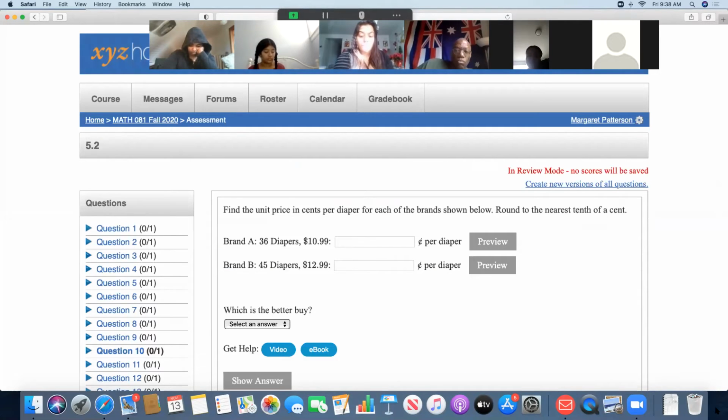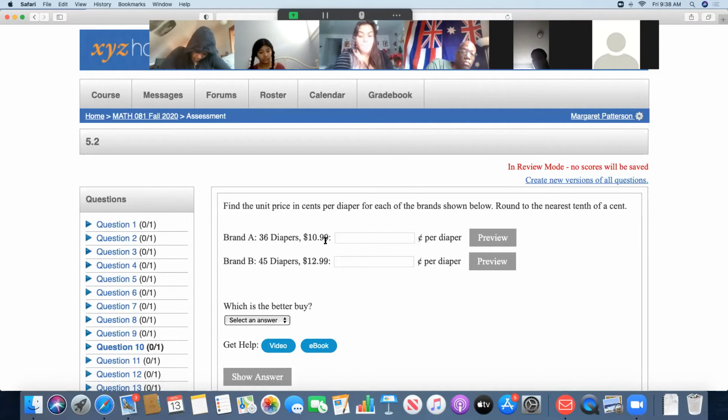So unit price is basically, the word unit means one. So it's really trying to figure out what's the price per one. So here we have diapers, $10.99, but it's not one, it's 36. So we're going to have to divide by 36. And that will tell us how much for one diaper. Do you see that?